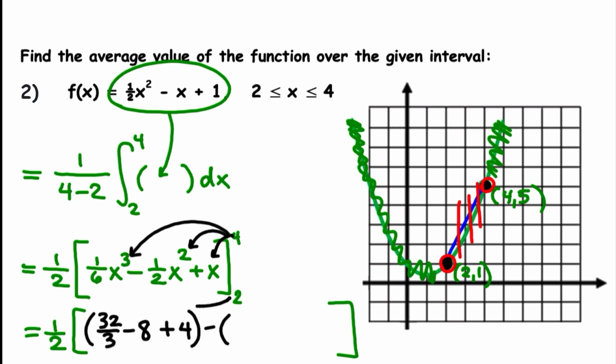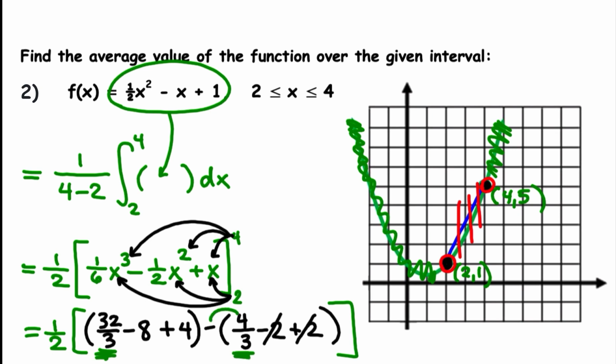Okay, in goes the 2. 2 to the 3rd is 8. 1/6 of 8. 8 sixths is 4 thirds. 2 squared is 4. Cut that in half, you're back to 2. So minus 2, and then plus 2, which of course are just going to cancel each other out. So let's see what we have here. I do notice I can simplify my life at least a little bit. 32 thirds minus 4 thirds is going to be 28 thirds.